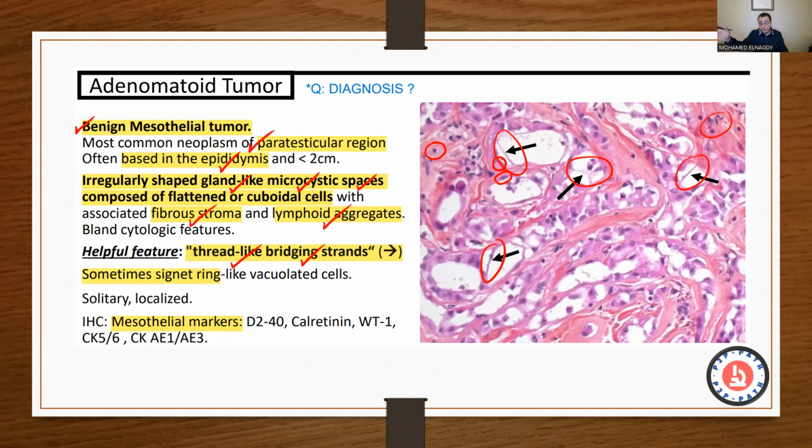Mesothelial markers you need to remember, not only for adenomatoid tumor, but also for mesothelioma. It's very common to be asked as a cytology question of a patient who's getting an aspirate from the pleura, a pleural fluid aspirate for cytology, and having these malignant mesothelial cells, mesothelioma, and they're telling you these cells are positive for D2-40 and calretinin. D2-40 and calretinin are the two most common mesothelial markers.